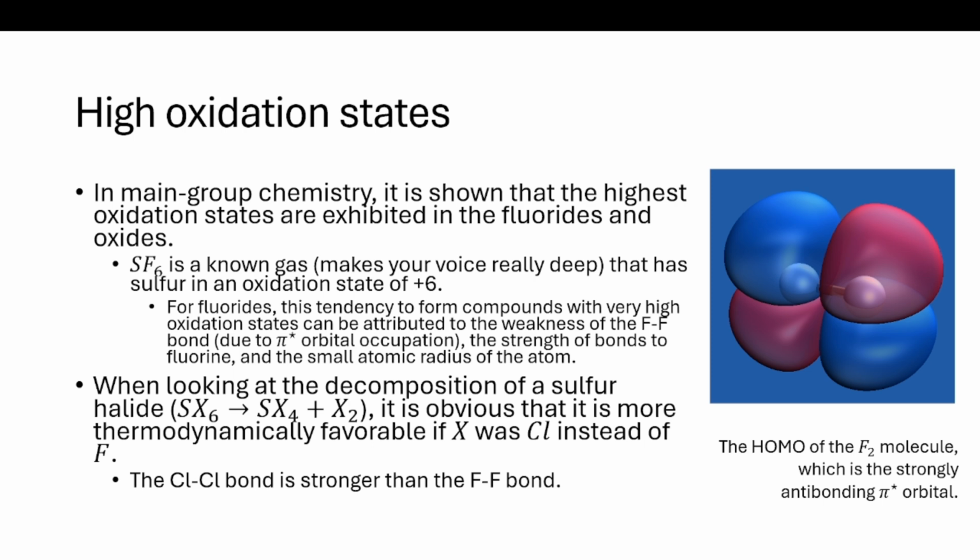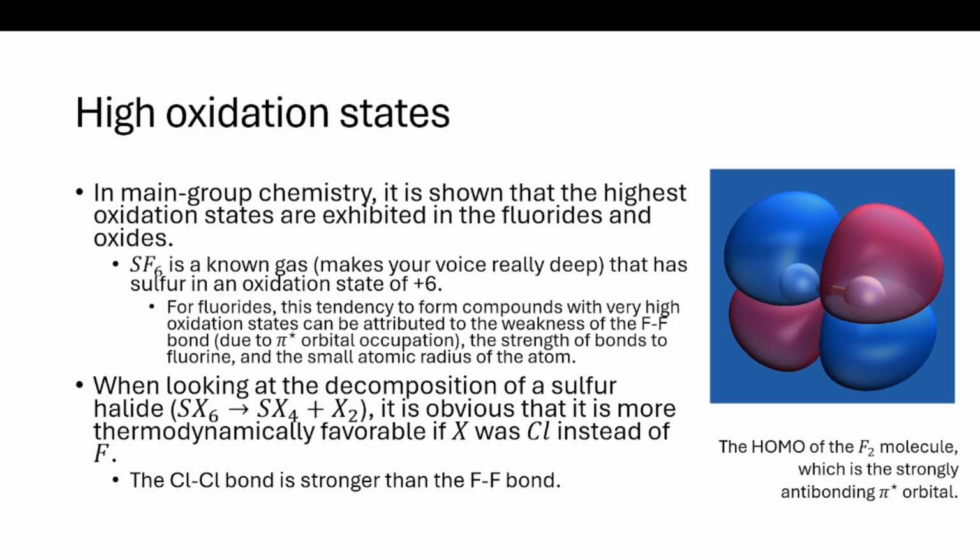And this phenomenon where we get really high oxidation states is typically because, especially for fluorides, the fluorine-fluorine bond is very weak due to pi antibonding orbital occupation. And for those who don't understand pi antibonding orbitals, here it is shown on the right. Essentially, these are orbitals where, if you fill them with electrons, any potential pi bonds are going to be broken, or any potential constructive overlap between p orbitals.